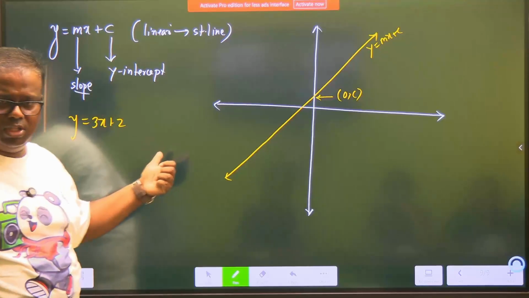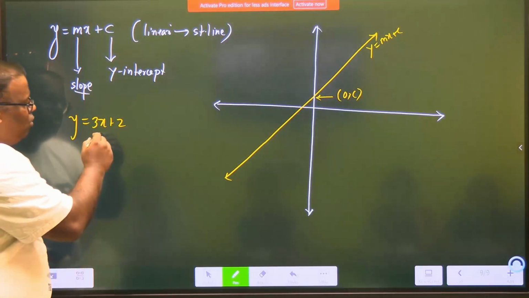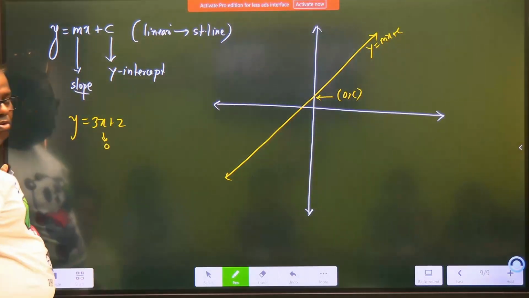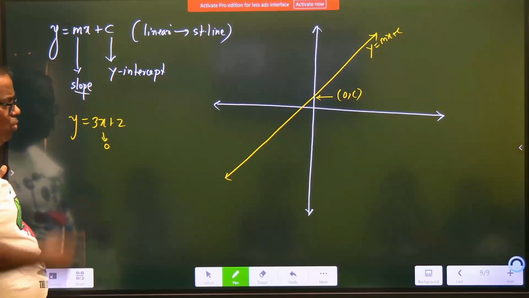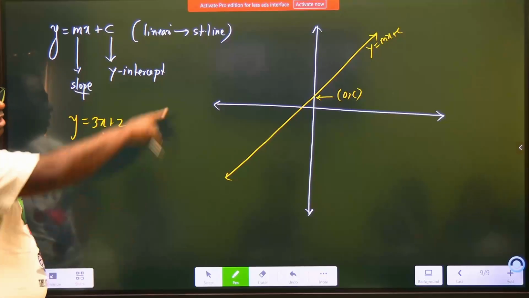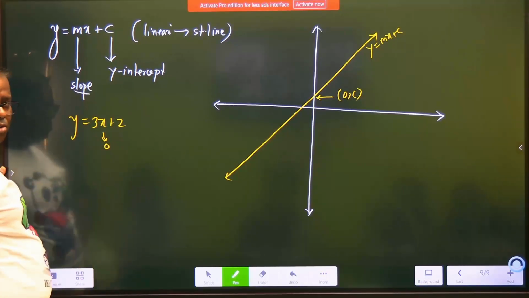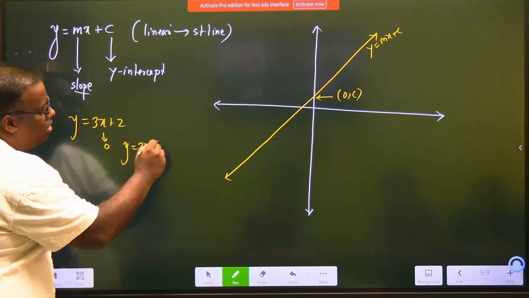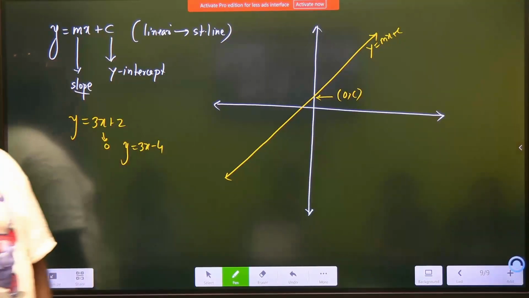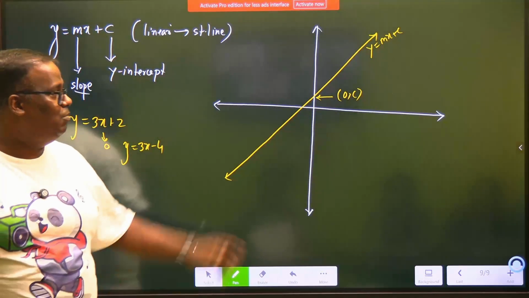If you don't believe it, let's check by doing it. Put the value of x as 0. Substitute x as 0. What is the value of y? 2. Got it? This graph will pass through 0, 2. That means we have got this point.